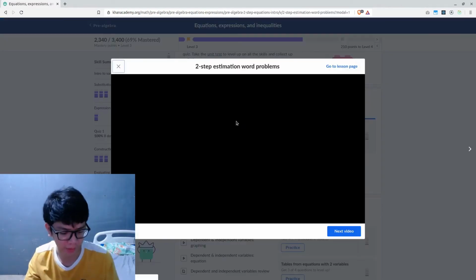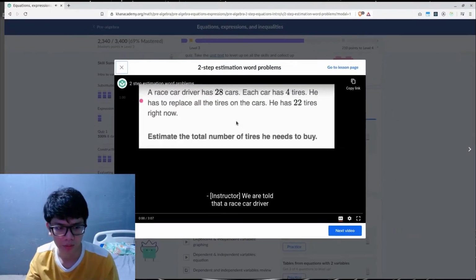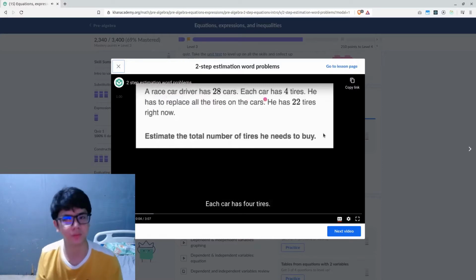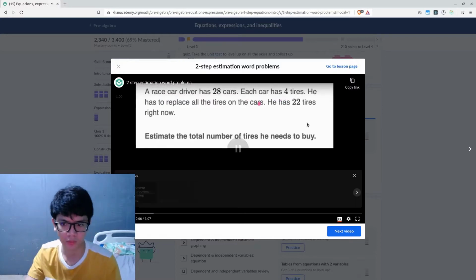A bit laggy. We are told that a race car driver has 28 cars. Each car has 4 tires.